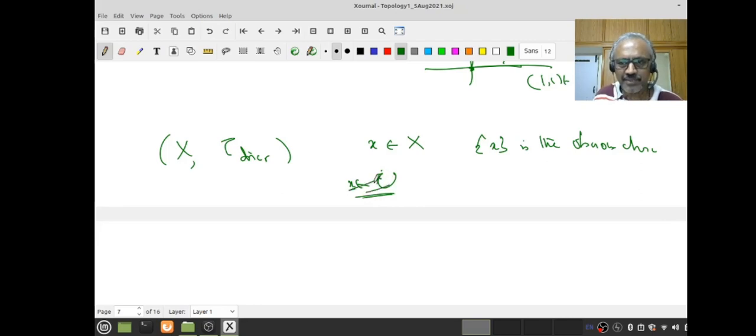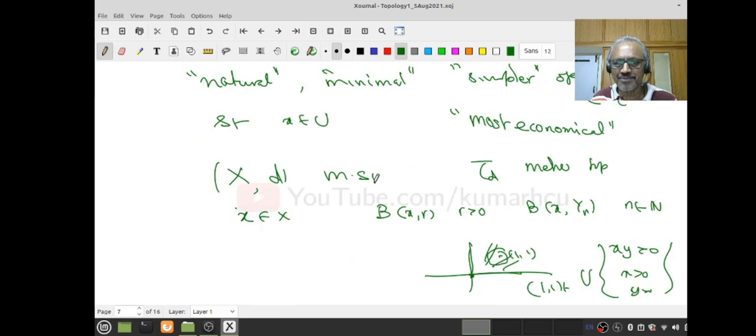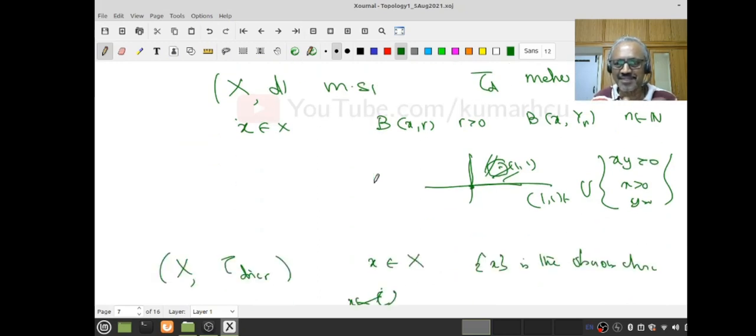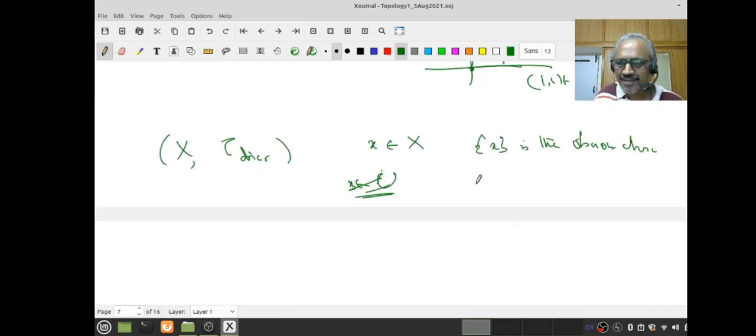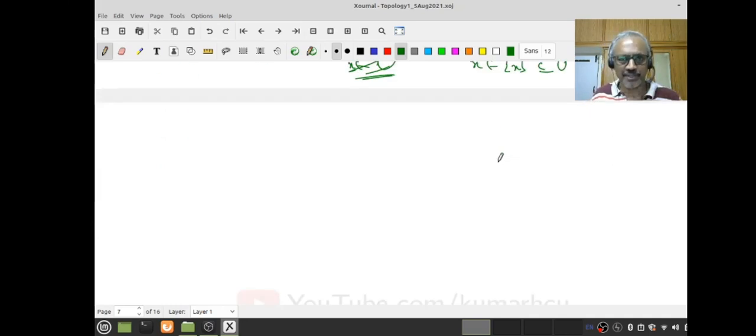Okay, that's very good. But what is the minimal here? Now I am going to use what is the minimal, most natural. Minimal is singleton X itself. Why? Because X belongs to singleton X. This is the open set which is contained in any open set. If U contains X, then this must happen. Do you follow that? Sure? So we will look at a few more examples. You will feel very comfortable. Don't worry about it.